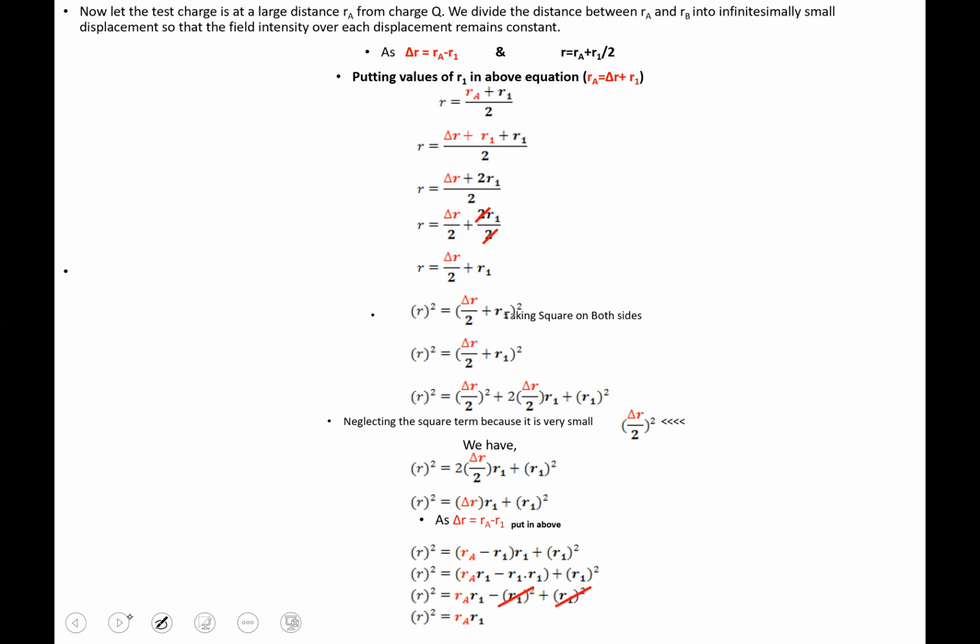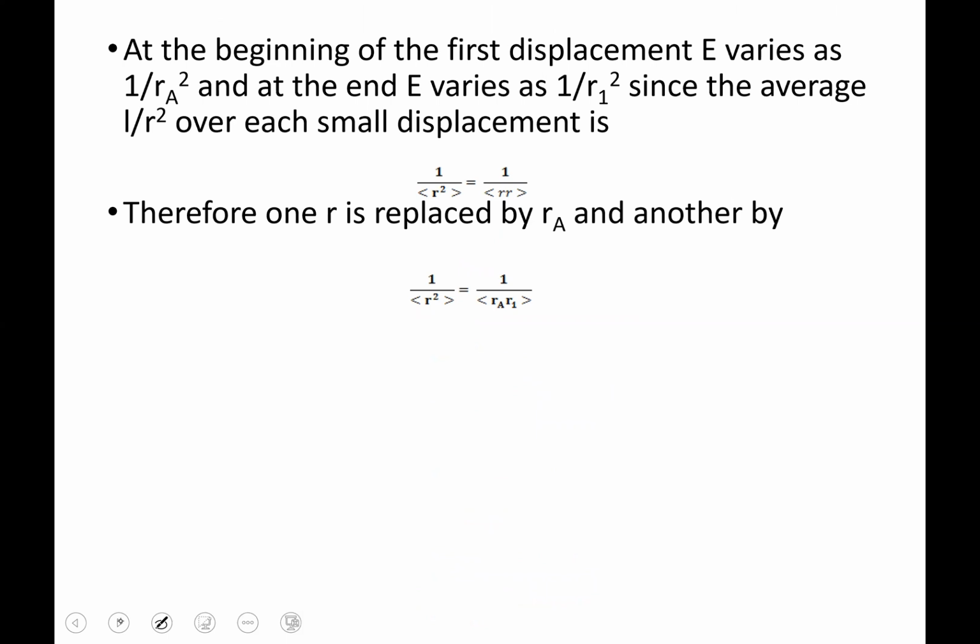Now we have the value of R square, and we are going to put this value in equation A. So R square is equal to Ra into R1. Let's call this equation B, which we are going to put in equation A. At the beginning of the first displacement, E varies as 1 over Ra square, and at the end, E varies as 1 over R1 square. Since the average is 1 over R square over each small displacement, we can write 1 over R square is equal to 1 over R, where one R is replaced by Ra and the other by R1. So we can write 1 over R square is equal to 1 over Ra R1.